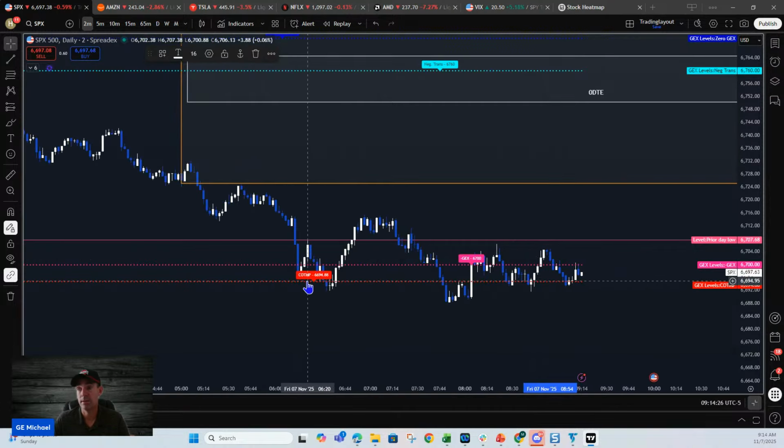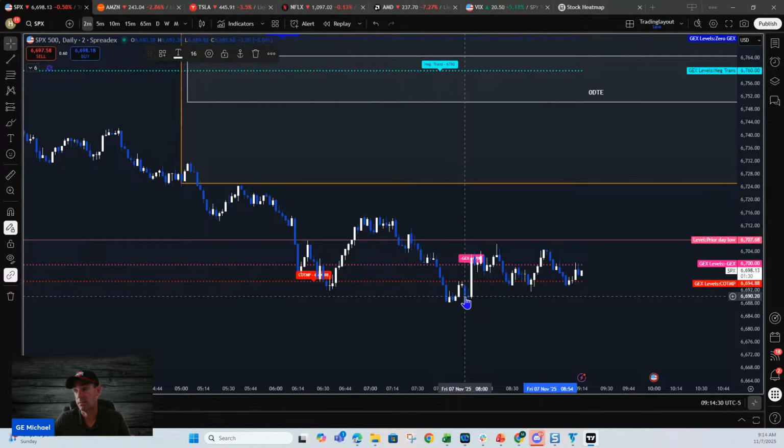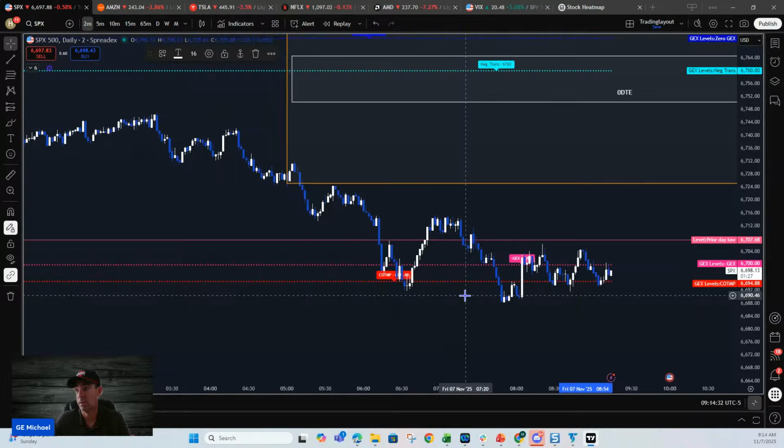You also notice the COTMP level here. Again, that's where out of the money puts go in the money. Again, this is historically where we see some monetization, at least initially, on a move down, and we're just kind of oscillating around there pre-market.